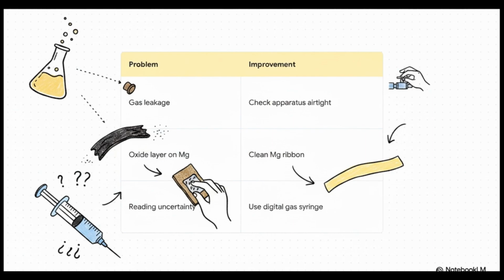Did you get way less gas than expected? Well, your magnesium probably had an oxide layer on it acting like a shield. You fix this by just cleaning the ribbon with emery paper first. Got reading uncertainty? Swap out your standard syringe for a high-precision digital one.